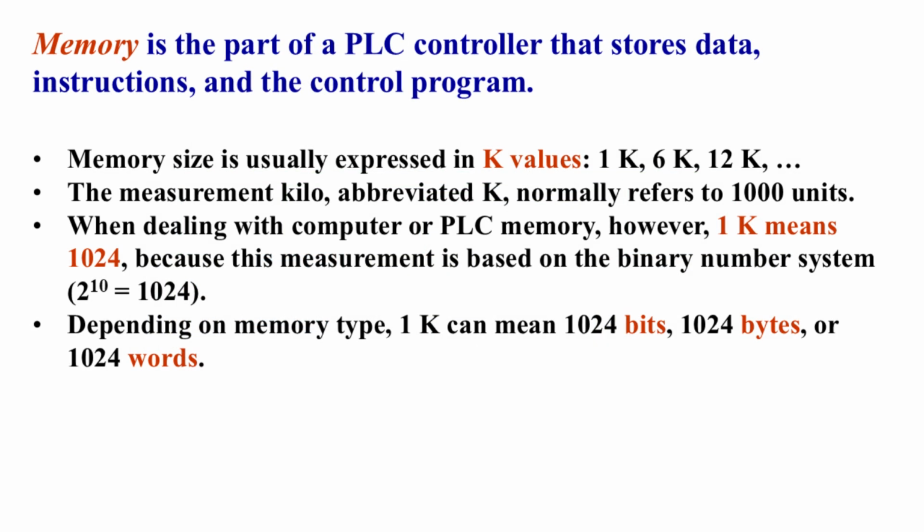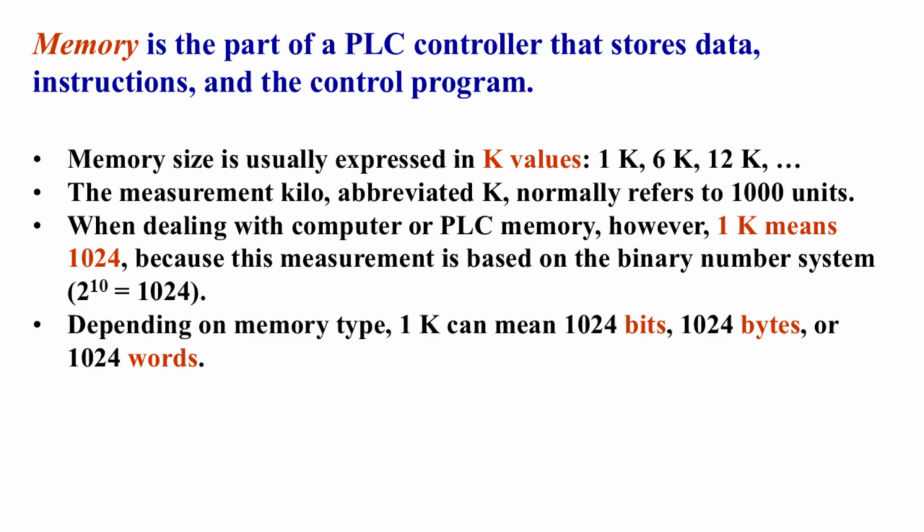Memory is the part of the PLC that stores data, instructions, and the control program. Memory size is typically expressed in K values such as 1K, 6K, or 12K. Unlike the normal definition of kilo as 1,000, in computing and PLCs, 1K equals 1024 because of the binary number system. Depending on the memory type, 1K can represent 1024 bits, 1024 bytes, or 1024 words.